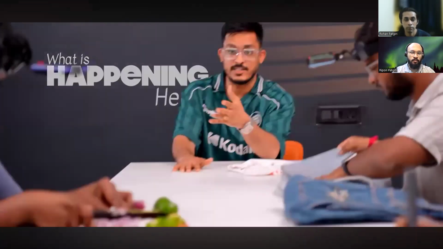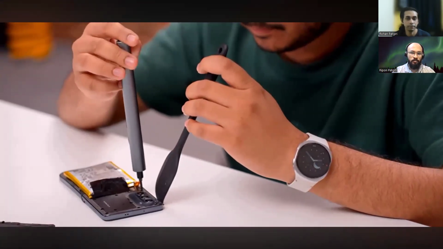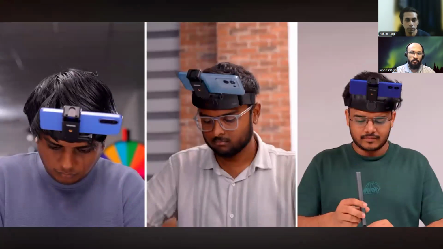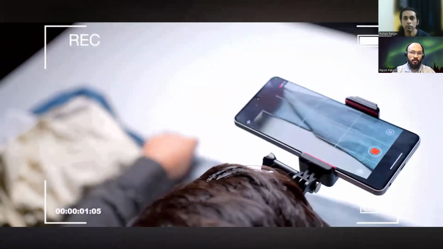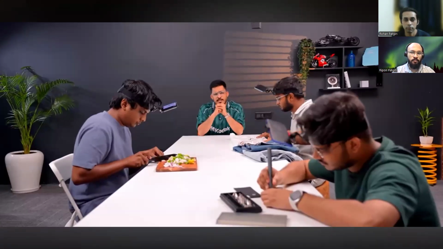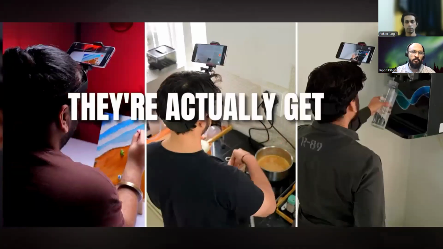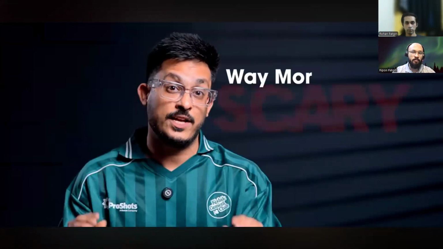You must be wondering what is happening here. Some person is chopping vegetables, the other person is folding clothes, and that person is possibly assembling some phones, and all of them have these phones strapped onto their forehead. And these phones are recording everything that they do, every hand movement, every action, and every task. Now, the question is, why are they doing this? Is it some weird new trend or are they just vlogging? And the answer is no, it's none of those. They're actually getting paid for this. Actually, the whole thing is way more serious and way more scary than it sounds.